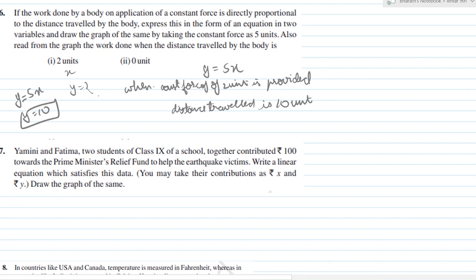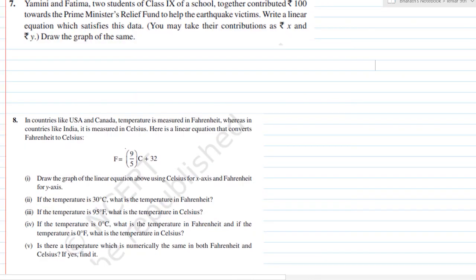Same way, when there is no force at all, then there is no distance, so y is equal to 0 when x is equal to 0. Fine, that's all. Then also read from the graph, draw the graph here. It will be something like this kind of graph, okay? So just plot it and you're done. So yeah, this is the 7th question.